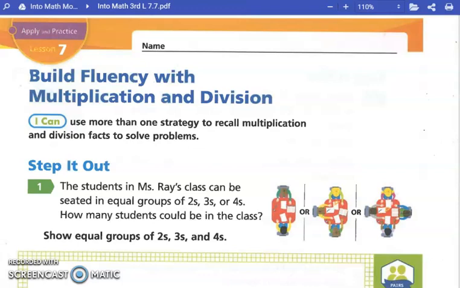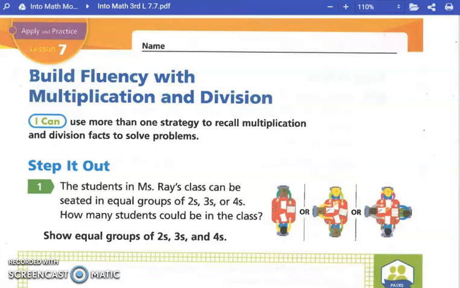What's one strategy? Repeated subtraction. Addition. What else? Bar models. We can draw an array. We can use a number line. All those strategies. Okay, the first thing we're going to work on is to step it out.